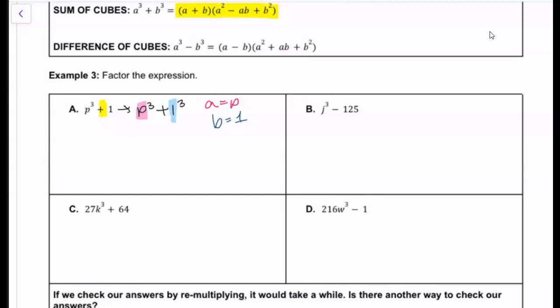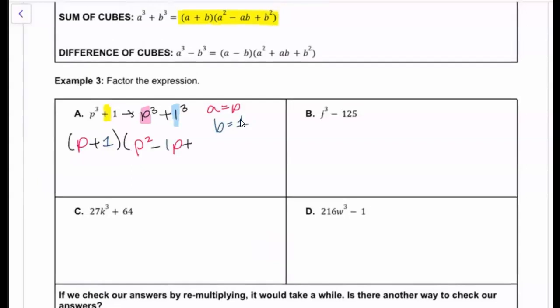So I'm going to do A plus B, so my A is P, plus my B value, which I have is 1. So that's my first part. And then parentheses A squared. So my A is P, so P squared, minus my AB. Now AB just means multiply your A and B value. P times 1 is just P. So you can have 1P, or you can just have P by itself. It means the same thing. Plus my B squared. So my B is 1, so 1 squared is just 1.